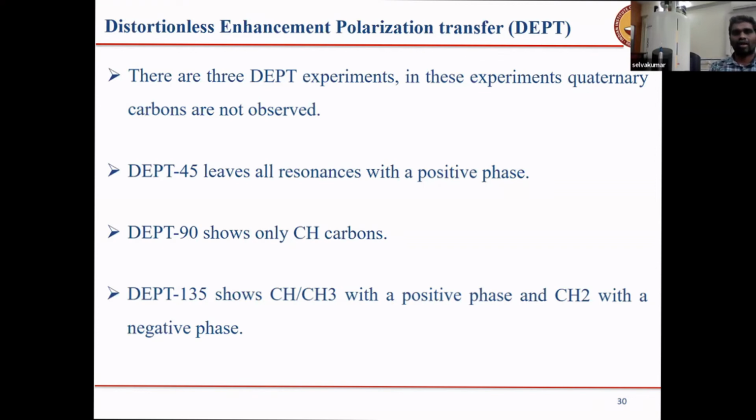For DEPT 45 experiments, we can see all proton-attached carbons except quaternary carbons. DEPT 90 shows only CH carbons. We cannot see the CH2 and CH3 as well as the quaternary carbons. For DEPT 135 experiments, we can see CH and CH3 in the positive direction and CH2 in the negative direction. We cannot see any quaternary carbons. These are the DEPT experiments.